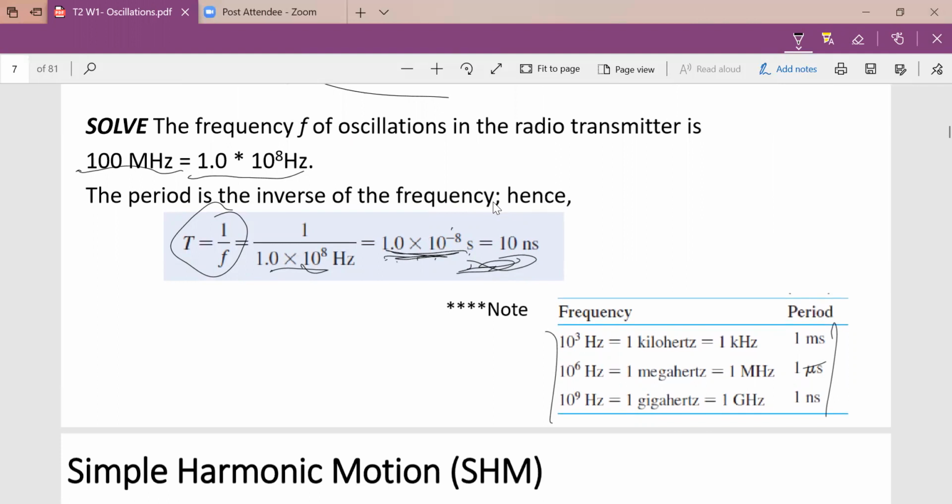Okay, so we'll have an example here to remind us of what the mega, the kilo, and the giga units are, and also their equivalent in terms of period, the milliseconds, the microseconds, and the nanoseconds.